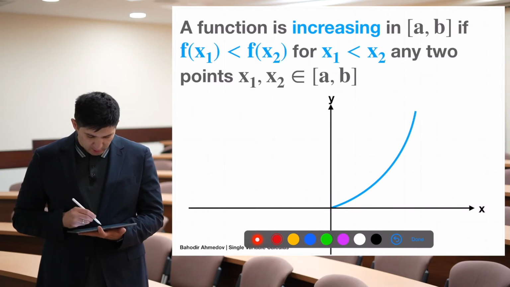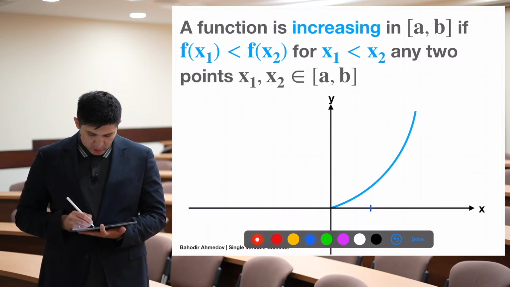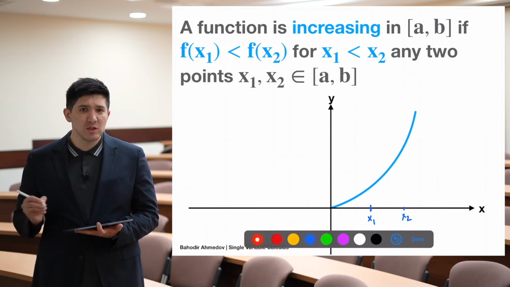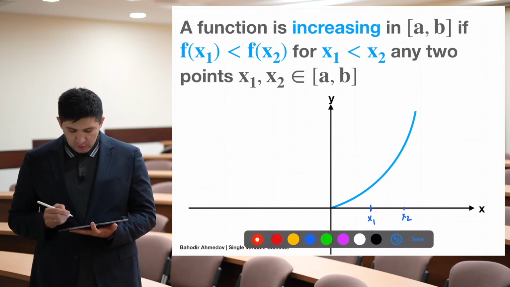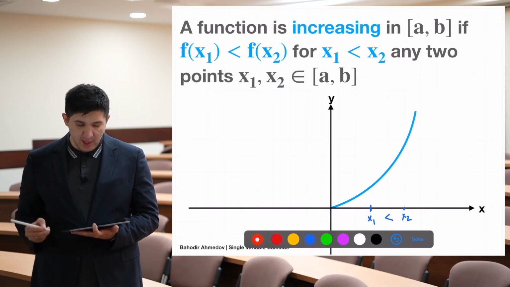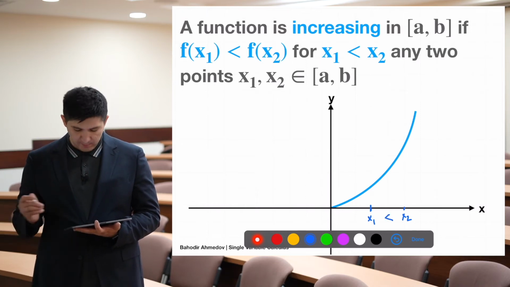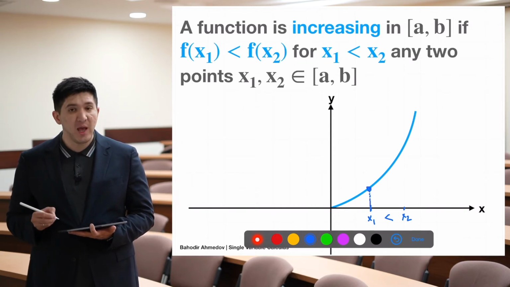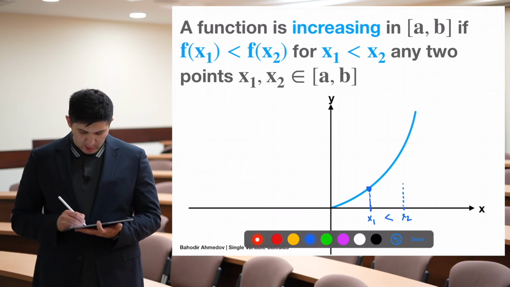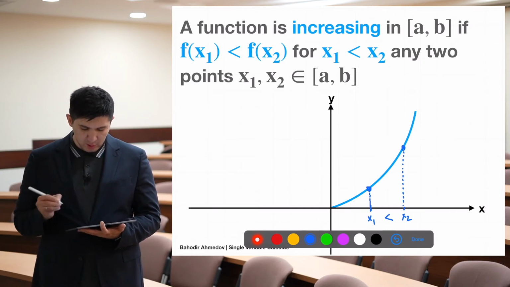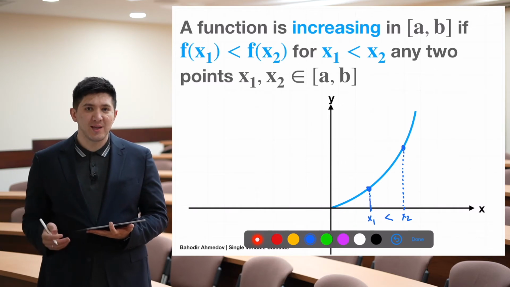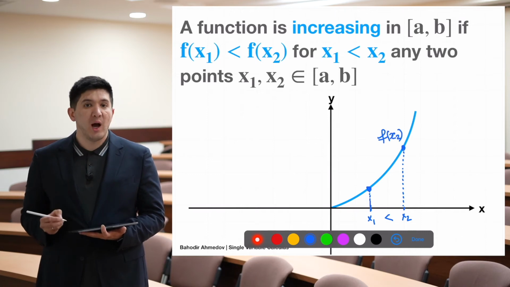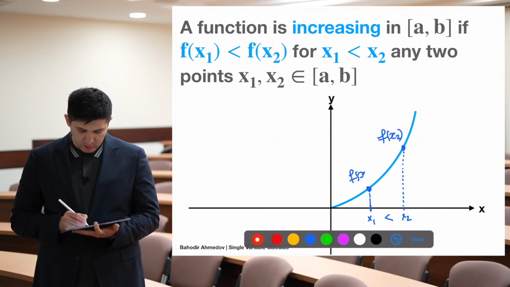So let me sketch this in order to explain. I'm going to choose two points, x1 and x2. They can be any two points in this interval. The only constraint is that x1 should be smaller than x2. But now, if I define the height of the function at x1 and at x2, what do you think? Where is the height higher? Obviously at x2, the height is higher. So essentially f of x2.